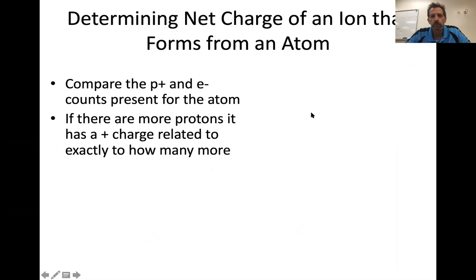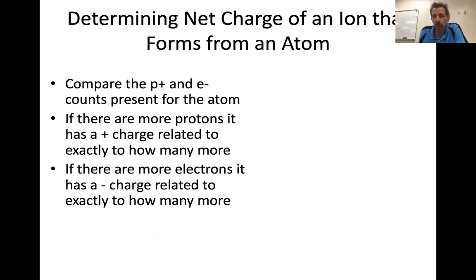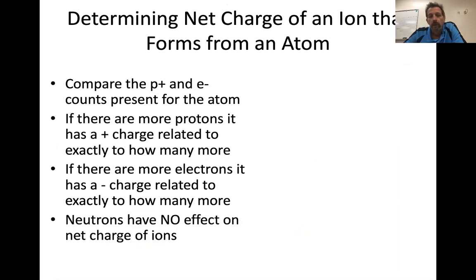Like I mentioned before, if we're going to determine the net charge of an ion that forms from an atom, we compare the protons and the electrons. And if there's more protons, it has a charge related to exactly how many more. If there's more electrons, it has a charge related to exactly how many more. And we recall neutrons don't matter, right? We don't care how many neutrons it has because it doesn't change the charge of the atom in any way. So let's put that into practice.